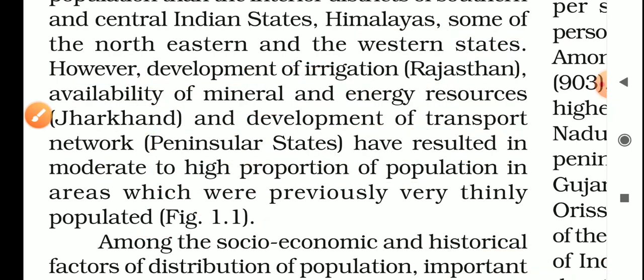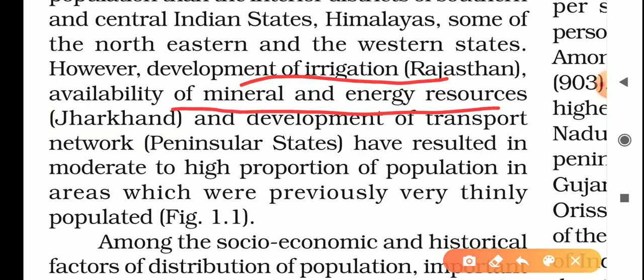Now we explain what I said. It said that North Indian states have large population, the Indo-Gangetic plains, but some areas which don't have these facilities, like a good amount of water or good climate or plain surface, still have high population. Because of what? See, development of irrigation in Rajasthan, and availability of mineral and energy resources in Jharkhand. For peninsular states, transport. So these things for different states are the reason for favorable distribution of population.